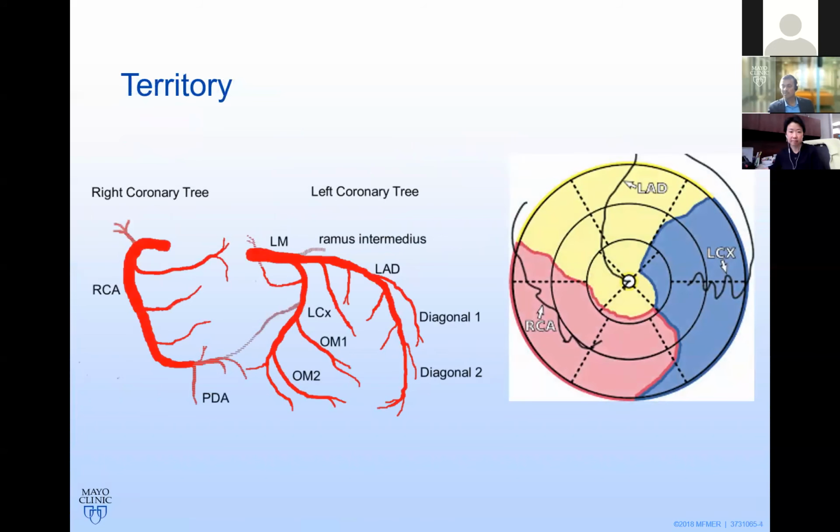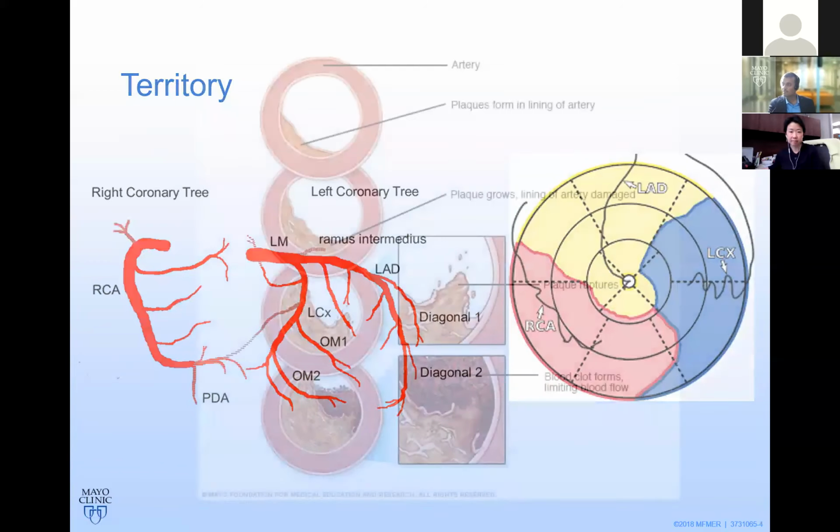The heart is supplied by coronary arteries. There's one on the right and two on the left, which primarily supply the three regions of the heart. The front region is supplied by the front artery, which is called LAD, and the left side lateral wall is supplied by the left circumflex, while the right and the inferior aspect of the heart is supplied by the right coronary artery.